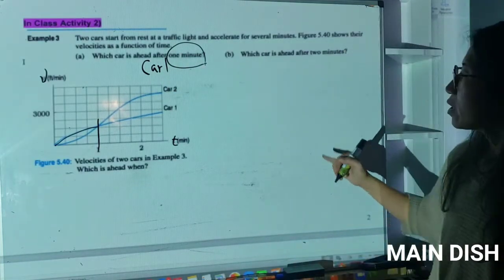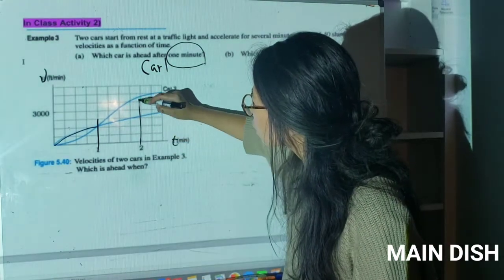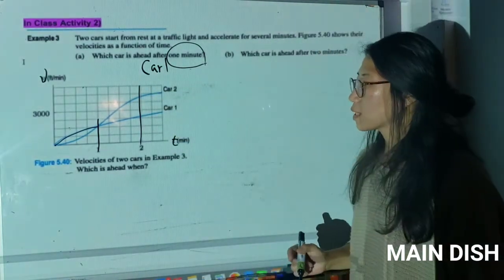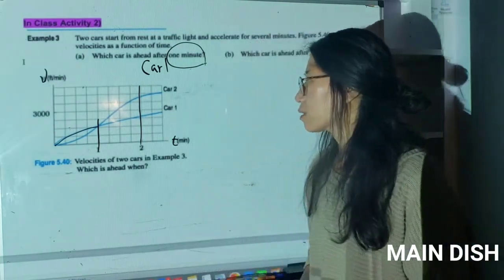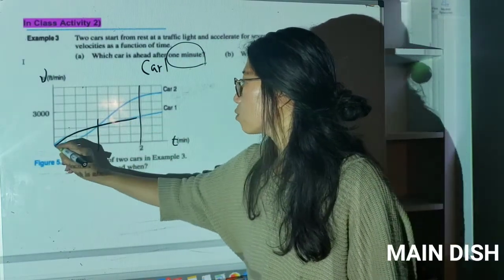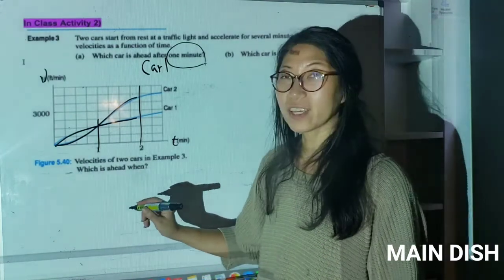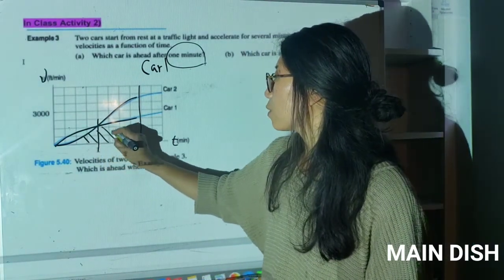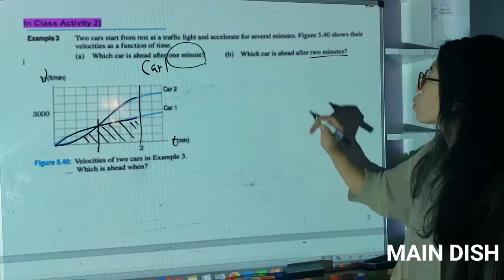Then which car is ahead after 2 minutes? After 2 minutes, oh, this one is going to be a little bit tricky because at 2 minutes, basically you need to count all those rectangles and compare. So you can do this one and then you can do this one. But you can also compare the areas. You see that these are sharing, right? Because of which, now the car is ahead after 2 minutes.